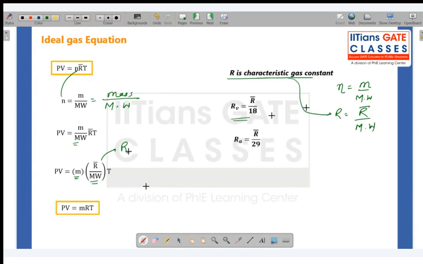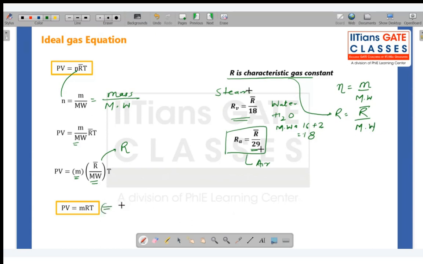So for water you can write it like this: R is equal to, because what is the molecular weight for water? 18, H2O. Molecular weight is what? 16 plus 2, 18. And for air, actually it is water vapor, it is steam. We are only talking about gas. For air, molecular weight is 29. So you can calculate. These are very common. Otherwise, they will be given to you. You can calculate for nitrogen as well. So if you know the molecular weight, you can calculate characteristic gas constant.